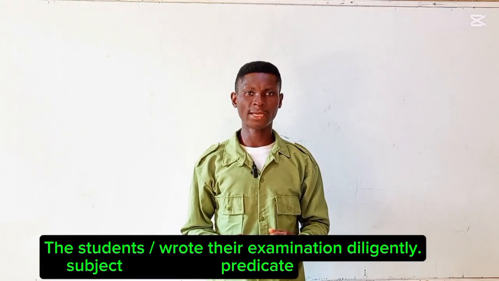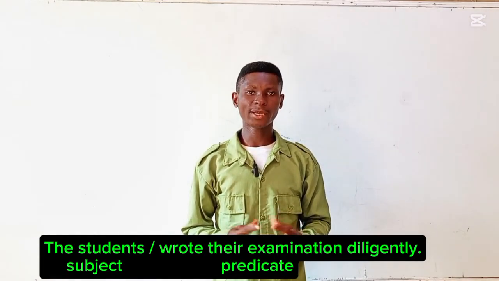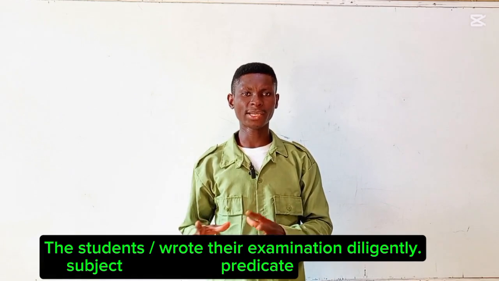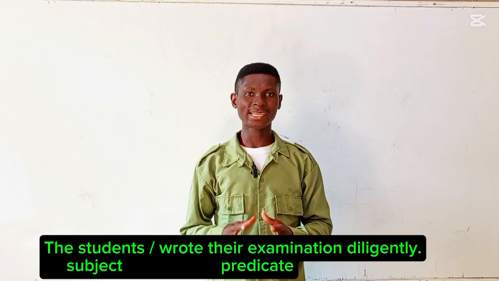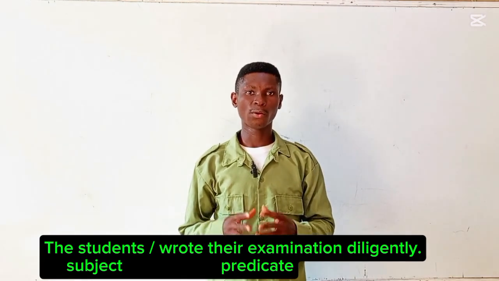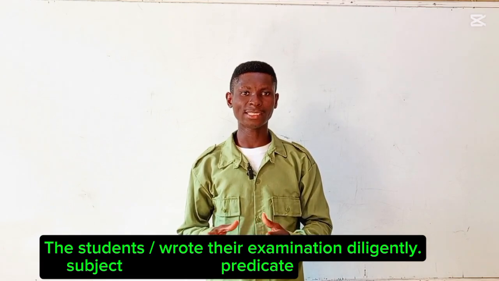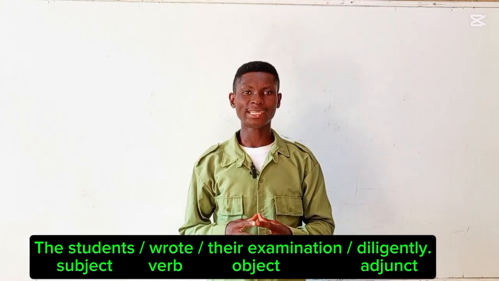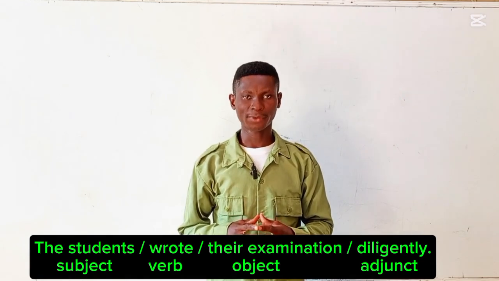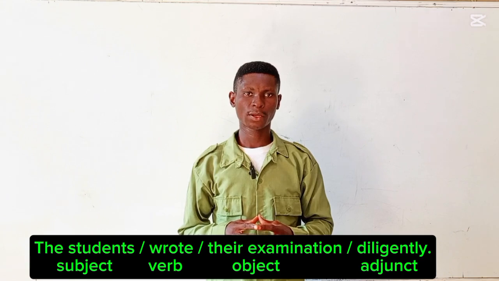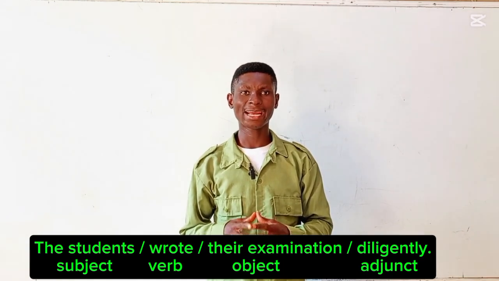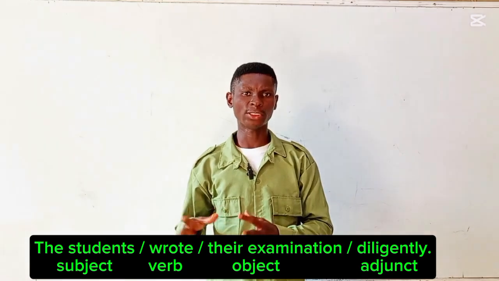Now let's consider this sentence example. The students wrote their examination diligently. In that example, the students is the subject, and the other part of the statement apart from the subject is the predicate. Hence, wrote the examination diligently is the predicate. Now, within the predicate, we have the verb, which is the mandatory item in the predicate, and that is wrote. Then we have the examination as the object of the sentence, and also diligently as the adjunct.